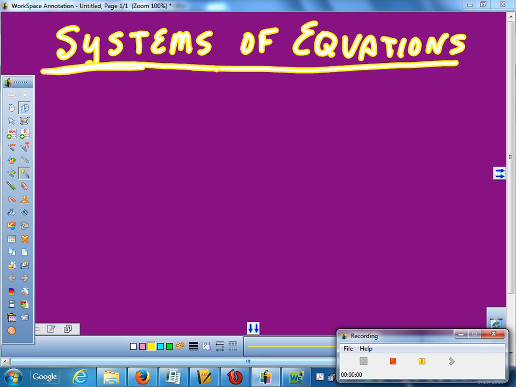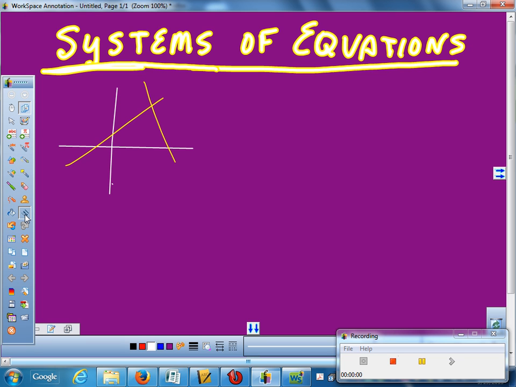Question: do they always have to intersect? No. Okay, that was definite. Obviously, one thing they can do is intersect. We can just have them cross somewhere. But what else can they do? They could be parallel lines, in which case they aren't going to intersect.